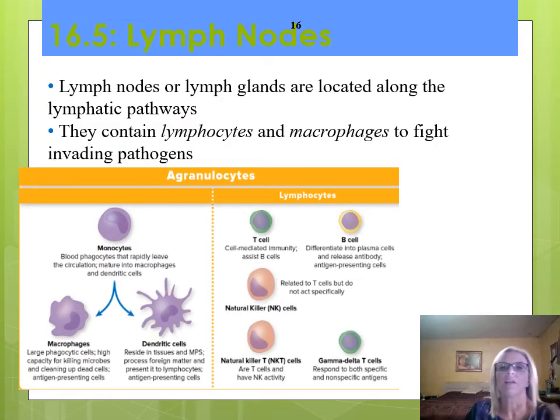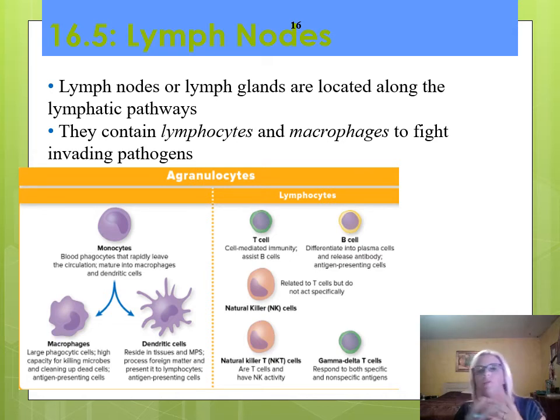Lymph nodes and lymph glands are located all along the lymphatic pathways. They contain lymphocytes and macrophages to fight invading pathogens. Macrophages are also found in the lymph nodes, and we call them phagocytes. They're going to phagocytize, remember, cell eating. These consume foreign substances, which is, of course, a vital role in the immune system. Lymph nodes also consist of compartments that have little masses of lymphocytes and macrophages, afferent vessels circulating lymph into the node on the convex surface, and the lymph nodules.